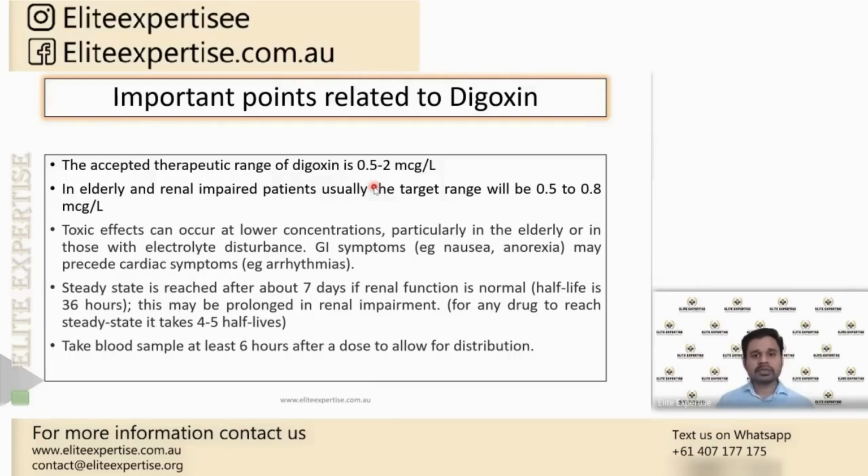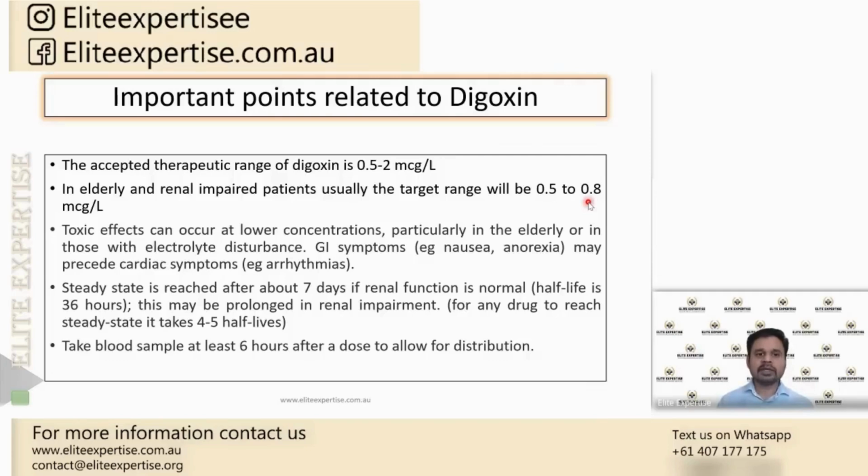Because in most of the cases, even if the serum digoxin level reaches 1.2, the patient will start showing the side effects, the toxic effects of digoxin. So that's why we'll never target up to 2. Always our target is 0.5 to 0.8 micrograms per liter.